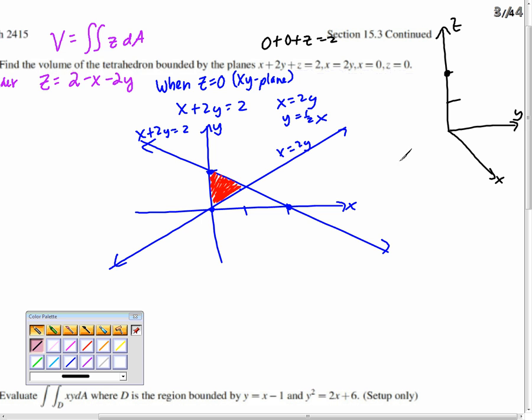I'm going to draw this on the floor again, kind of like, I should do it in blue. I'm going to screw this up. It's along the y-axis, so it comes out like this. There we go. So the plane x plus 2y plus z equals 2 is this front surface. And x equals 2y is this side.